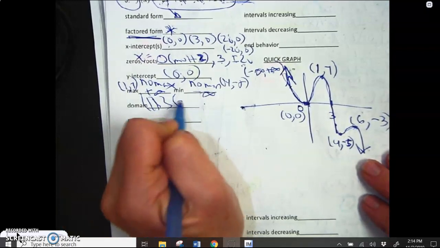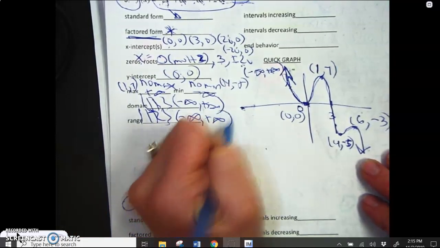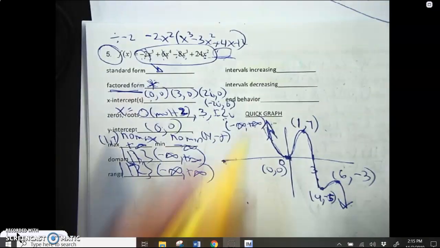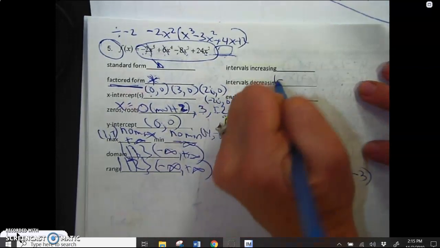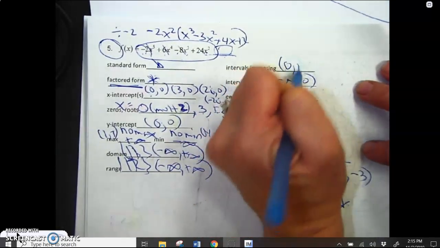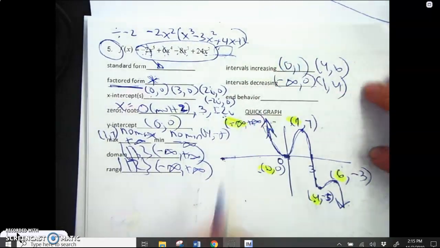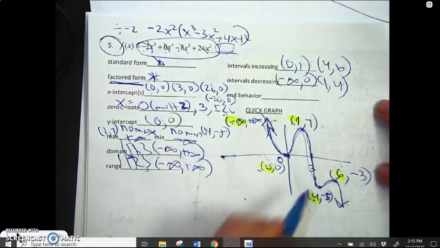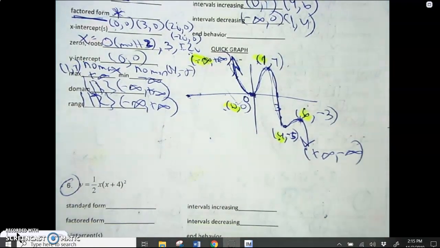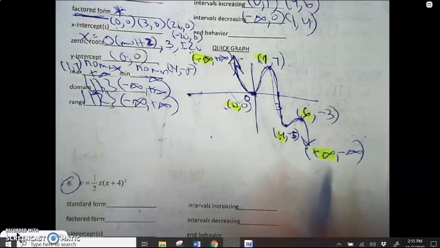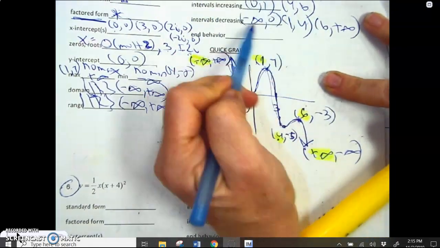Domain, all real numbers, negative infinity, positive infinity. Range, all real numbers, negative infinity, positive infinity. Okay? Intervals increasing and decreasing. Negative infinity to 0, 0 to 1, 1 to 4, 4 to 6. Let's see, 1, 2, 3, 4. Oops, I didn't do the last one because there's got to be 5. 6 to positive infinity. That's what happens when we go too fast. It's to the fifth power, 1, 2, 3, 4, 5.